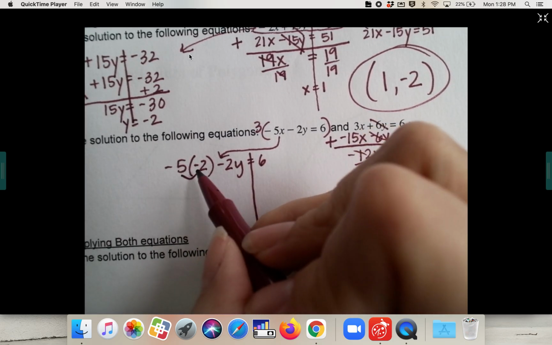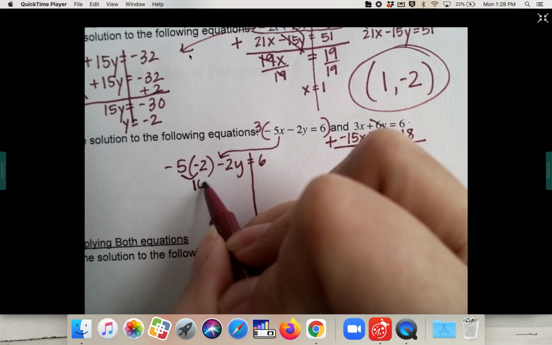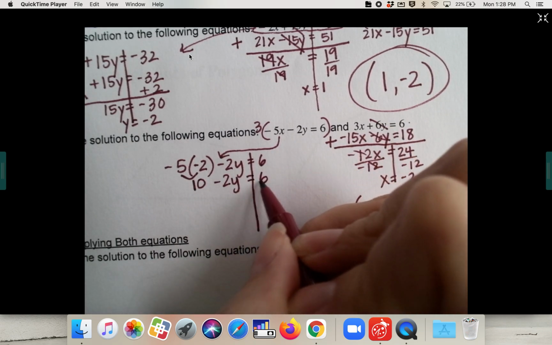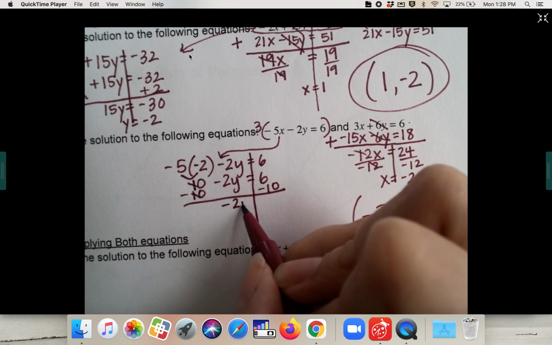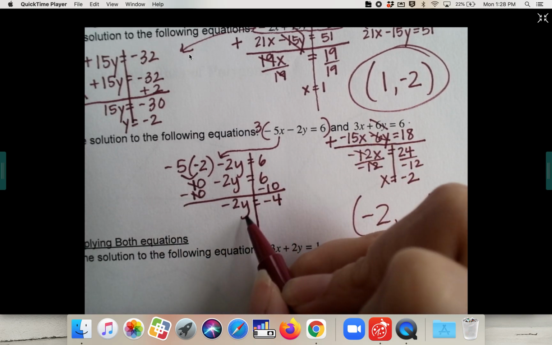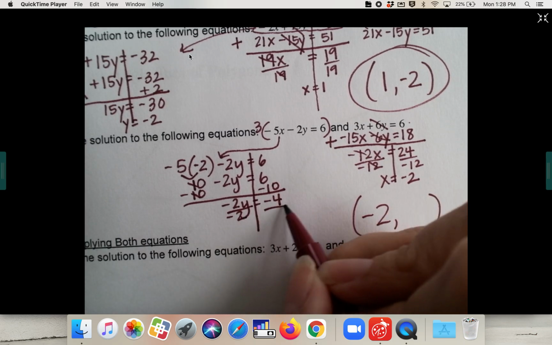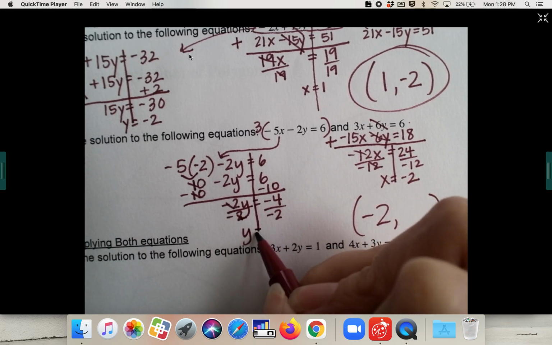All right. Negative 2 times negative 5 is positive 10. So I'm going to subtract 10 on both sides. Negative 2y equals negative 4. Divide both sides by negative 2. Y equals positive 2.